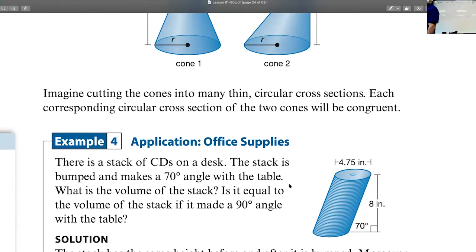Yeah, that's a good question to ask, because it's the same thing. I don't remember off the top of my head, but first you have to find the base, right? Area of the base times height, right? So 4.75 squared times pi times 8. Yeah, that's it. Okay, does that feel all right?